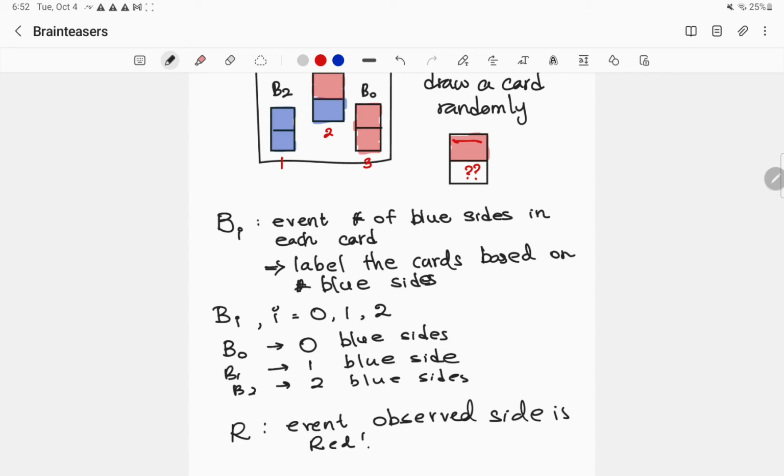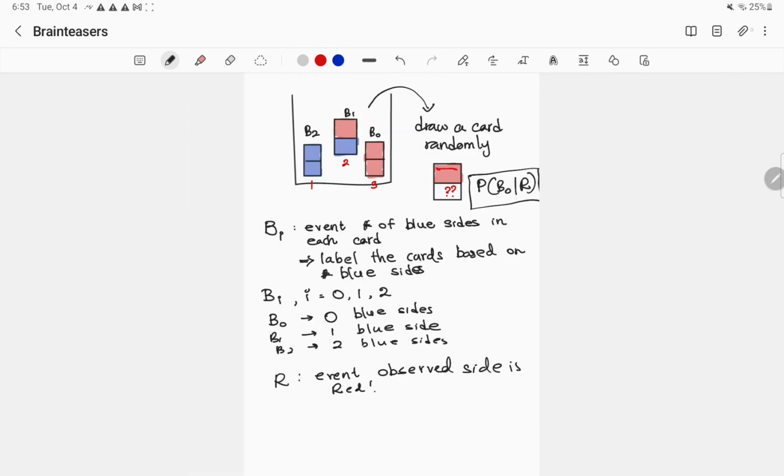Okay, the question we have is, what is the probability of the observed side is red and also the other side is also red? It means 0 blue sides. This is what we want to find. So to this end, let's recall the Bayes rule.